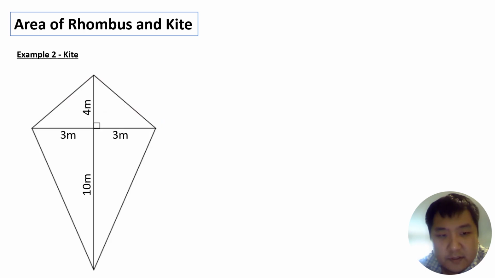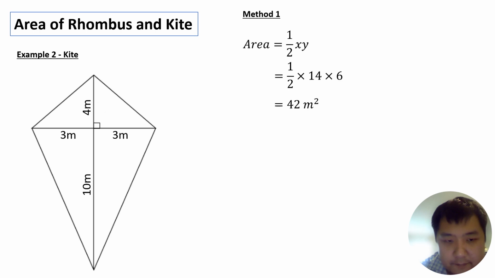Okay, moving on. Kite. Same idea again. What we are concerned about is the length across the kite from this corner to this corner, and the length from this corner to this corner. Okay, so we know that from top to bottom is 10 plus 4, which is 14. Right, 10, 4, 14. And across is 3 plus 3, which is 6. So the length across is 6, and the length from top to bottom is 14.